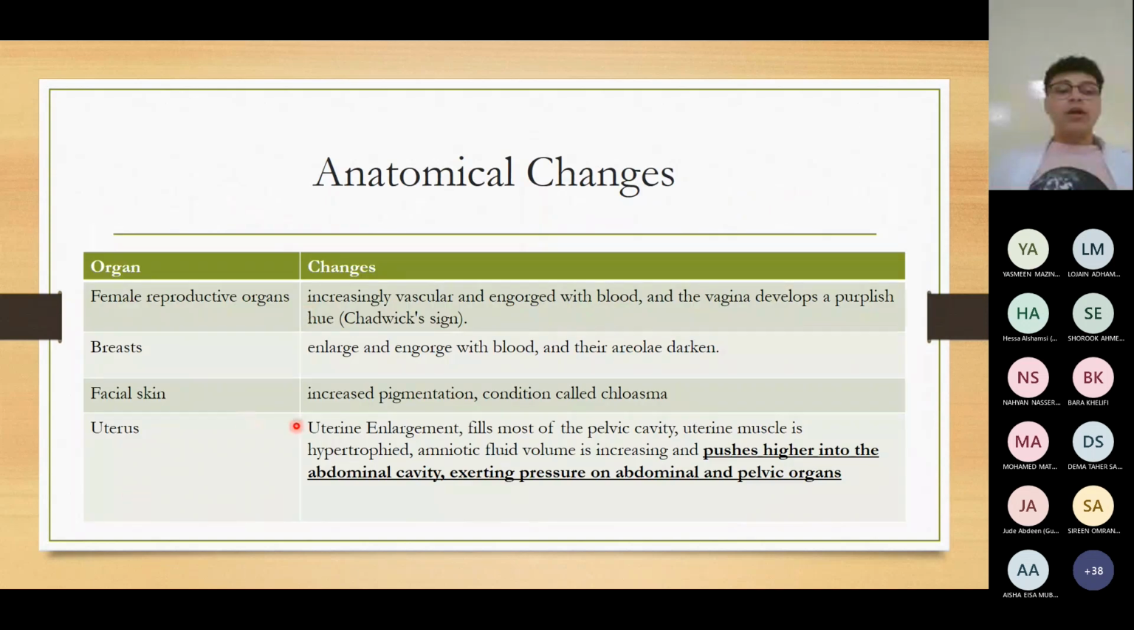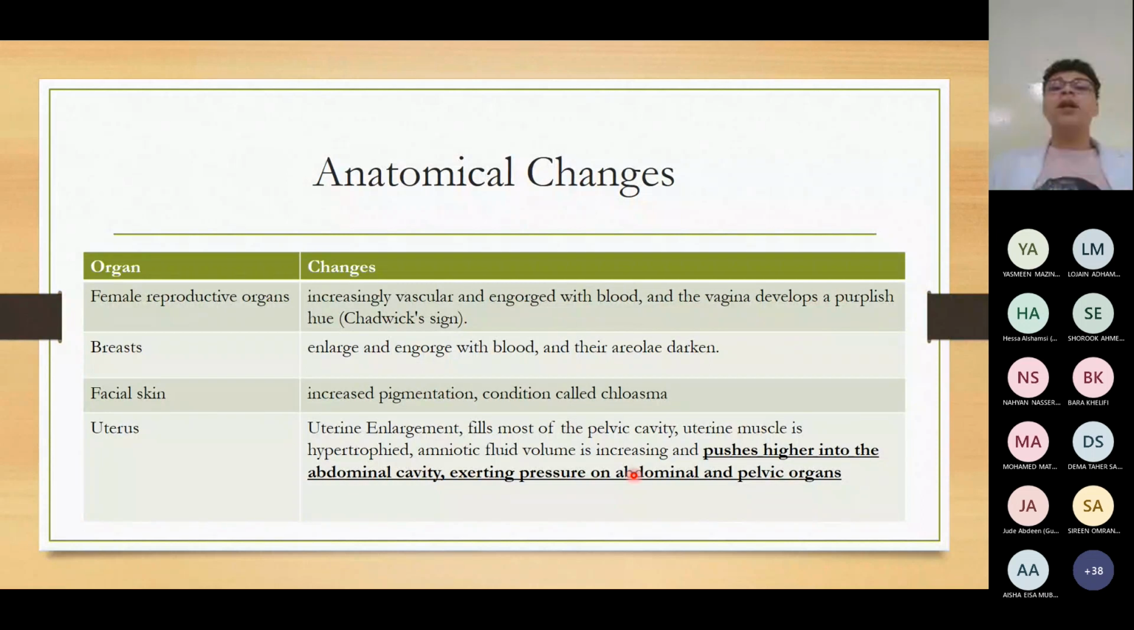Okay. So as you can see here, the abdominal cavity. There is some pressure by the uterus on the abdominal cavity, enlargement, and obviously it's going to fill most of the pelvic cavity. And obviously, what's going to happen to the uterine muscles? We're going to have hypertrophy of the uterine muscle.